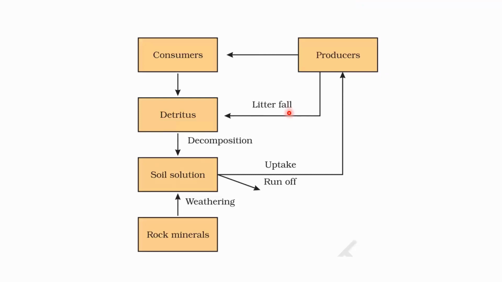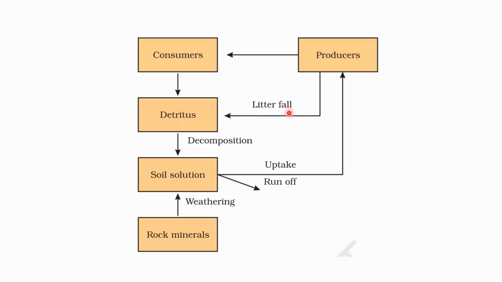So different processes, like decomposition, are part of almost all of these nutrient cycles, biological cycles, in case of carbon, nitrogen, and phosphorus. But other processes, like for example, weathering in case of phosphate, allow the release of the unavailable phosphate molecules into the environment so that they can be made available to the producers, thereafter to the consumers.